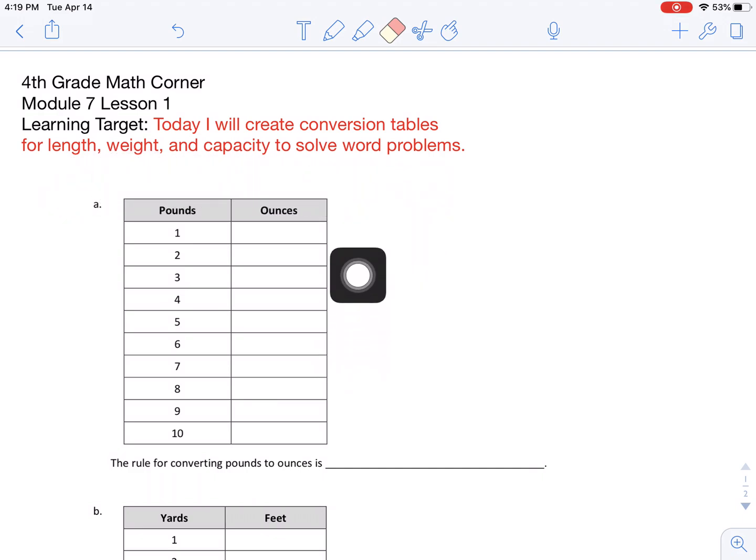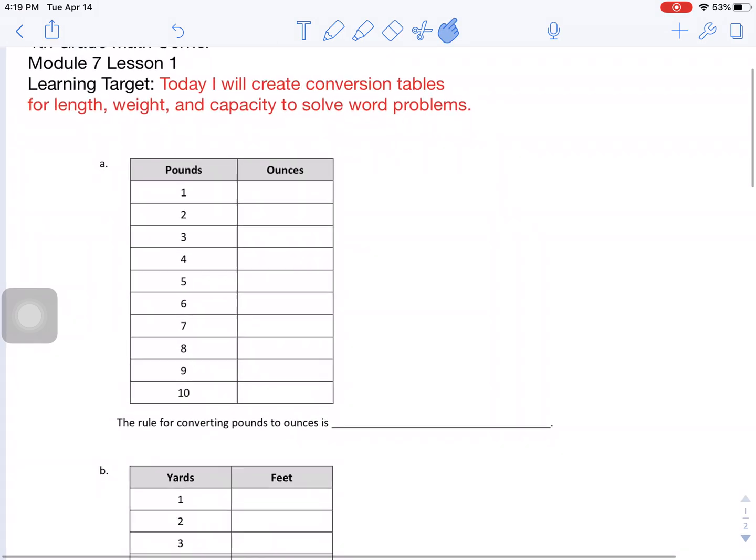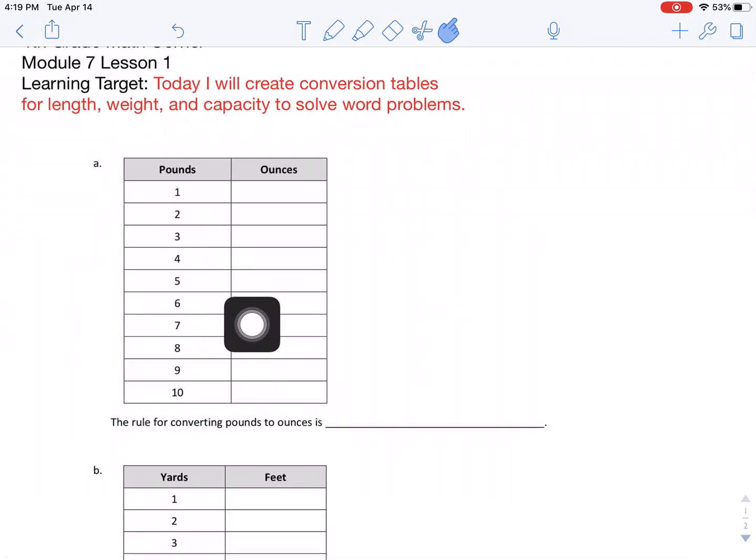Conversion tables look like this. They are going to help us convert, or change, from one unit of measurement to another unit of measurement. Here we're going from large units to smaller units. We are going to be talking about weight first, which is going from pounds to ounces.